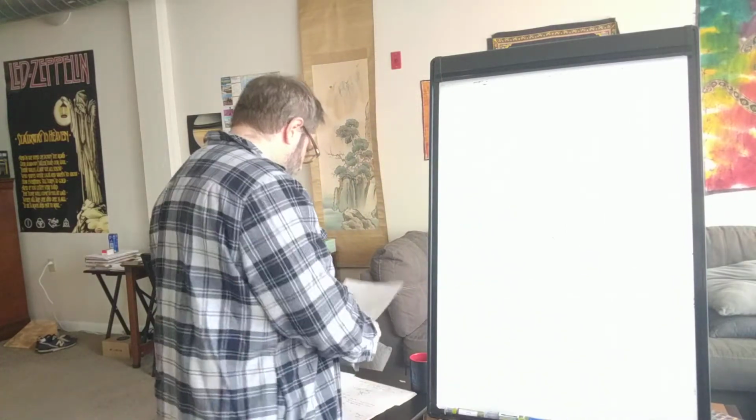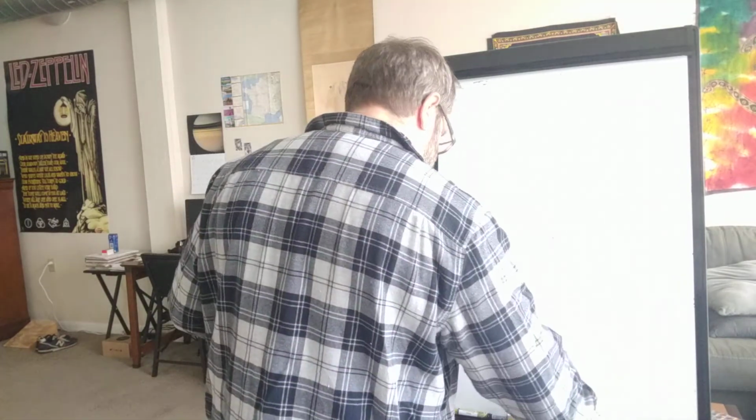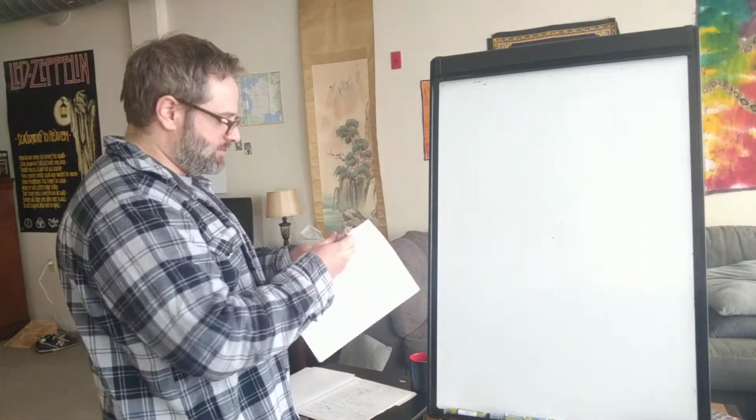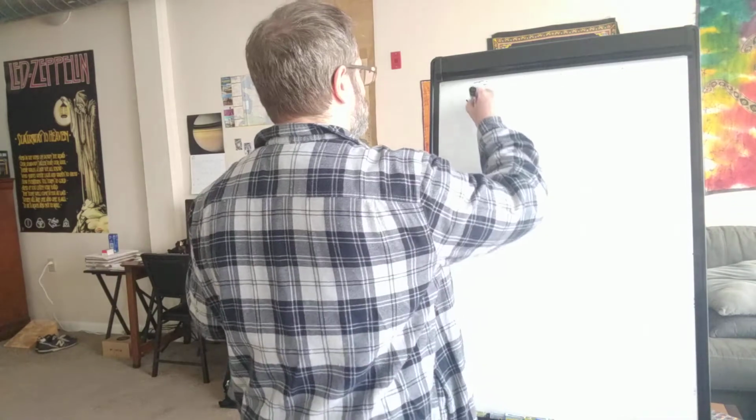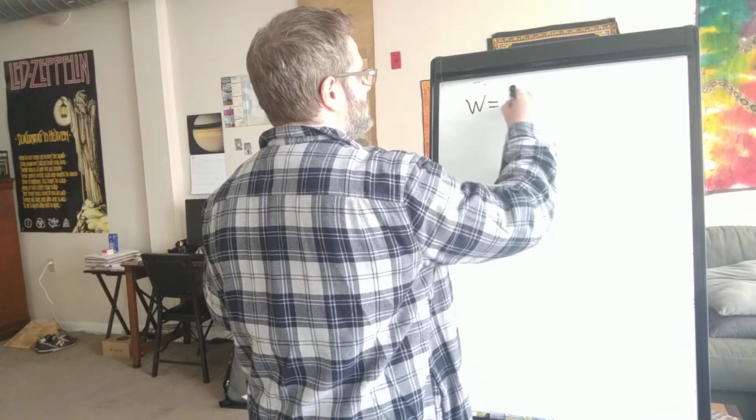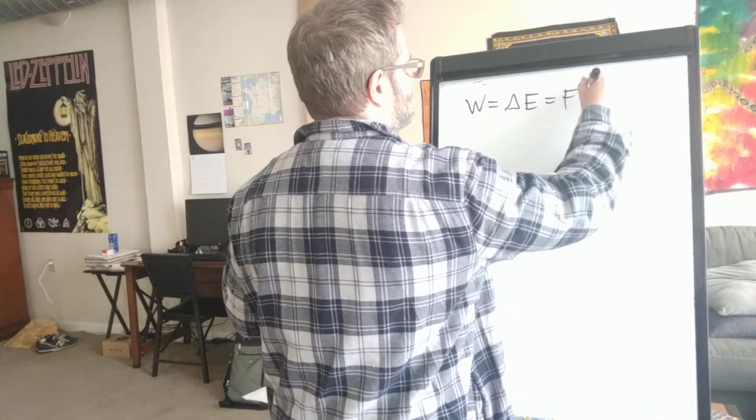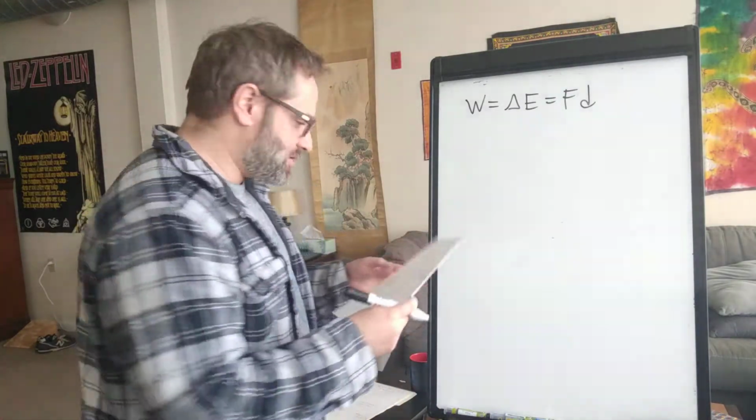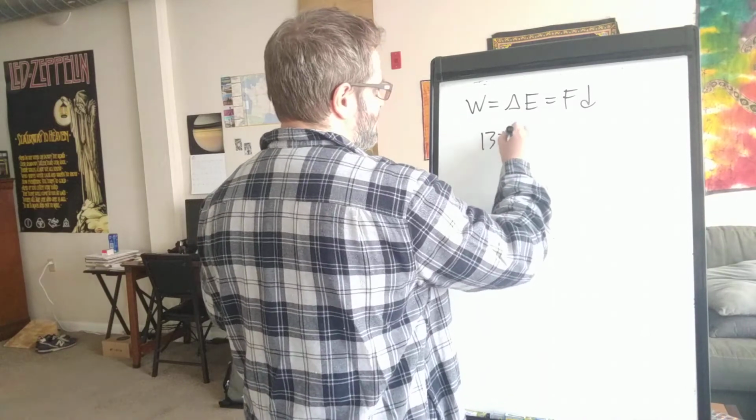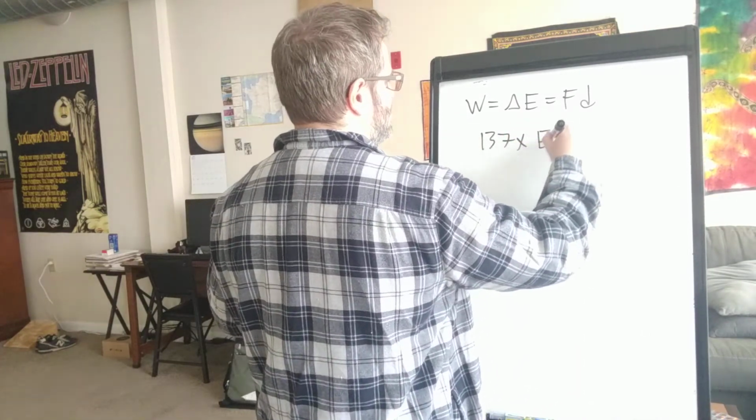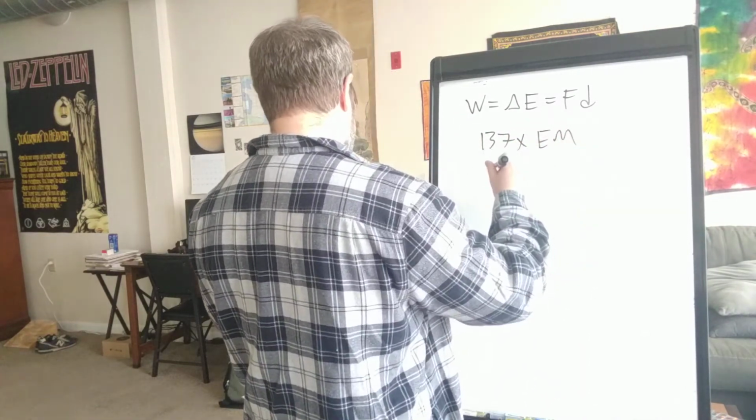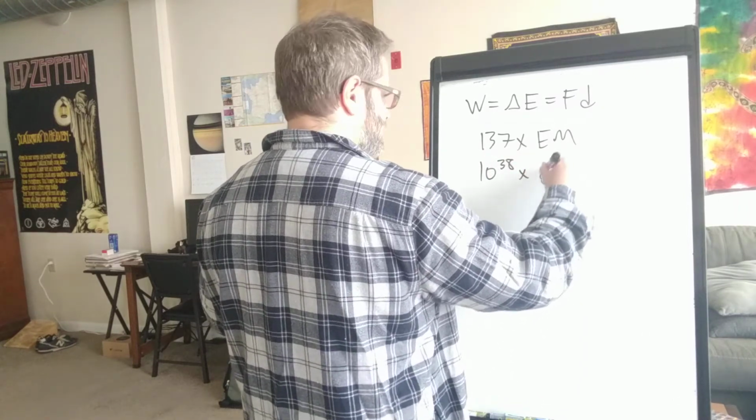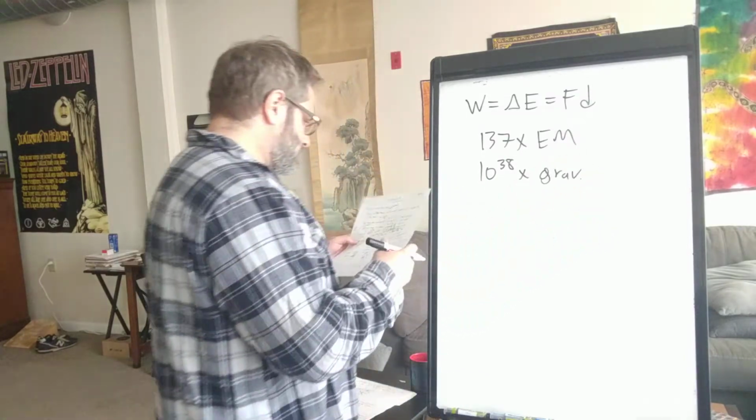So, we know that there's lots of energy stored up in the nucleus. You can see this very directly, that we know that work, which is change in energy, is equal to force times distance. Right? So the strong nuclear force is the strongest force. It is 137 times the E&M force, and 10 to the 38 times the gravitational force. Okay.